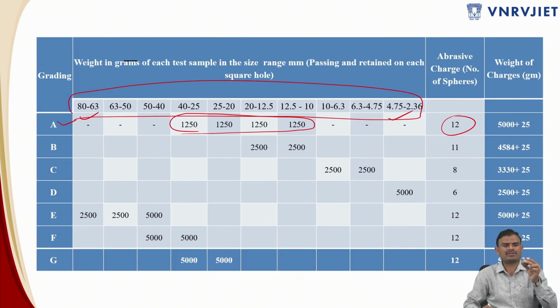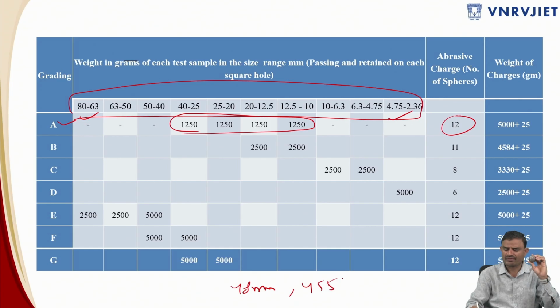So I've got the abrasive charge over here. This is a small steel ball with a diameter of 48 mm, and it weighs very close to half a kg, somewhere around 455 grams. This abrasive charge you have to put along with the aggregate into the cylindrical drum.